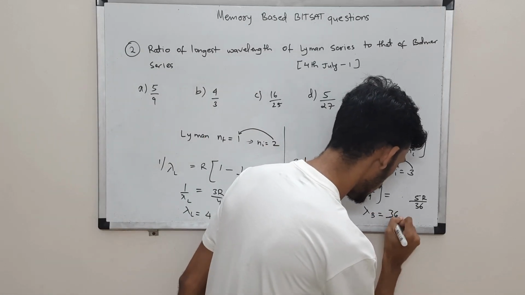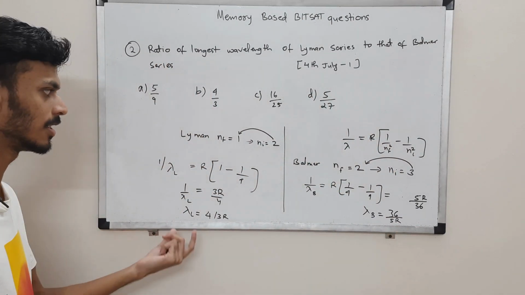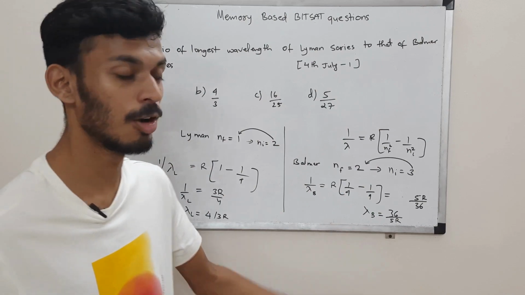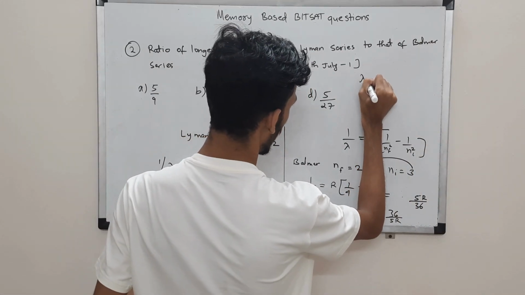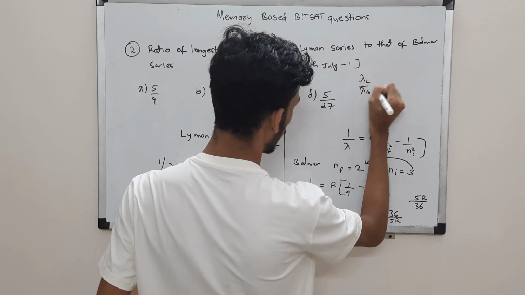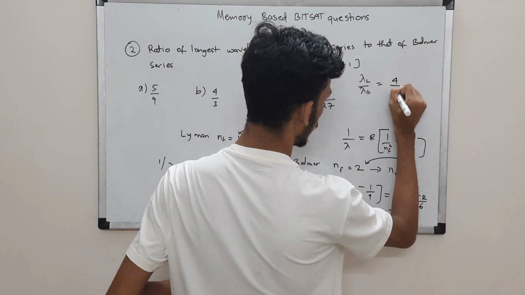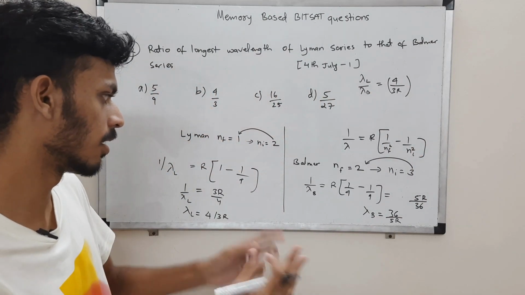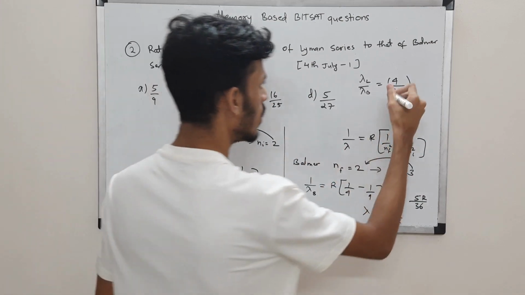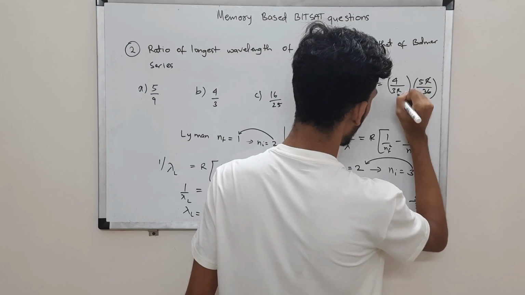So 36 by 5R. Now you want to take the ratio of these two longest wavelengths. This is the longest wavelength for Lyman series, longest wavelength for Balmer series. So the ratio lambda L by lambda B is what you are supposed to compute over here. So this will be 4 upon 3R into, so just flip it over, so that will be 5R divided by 36. R and R will get cancelled.